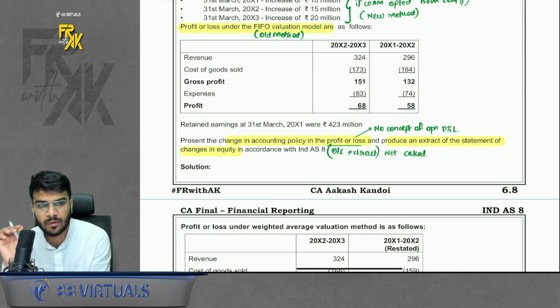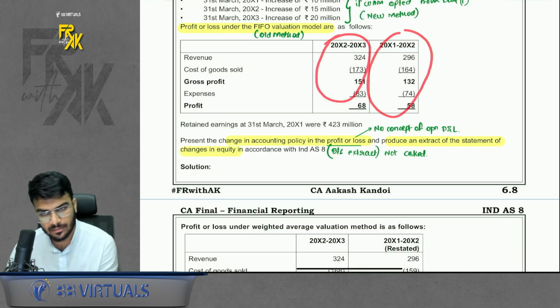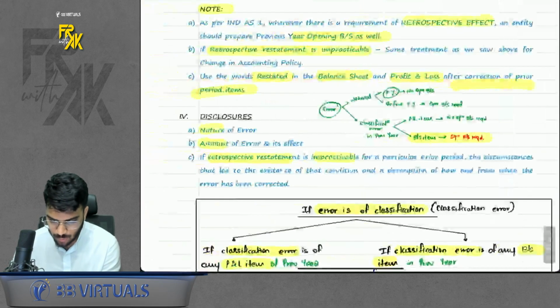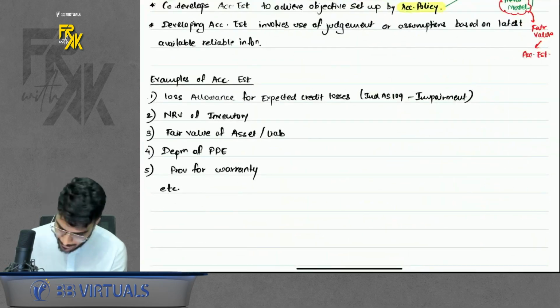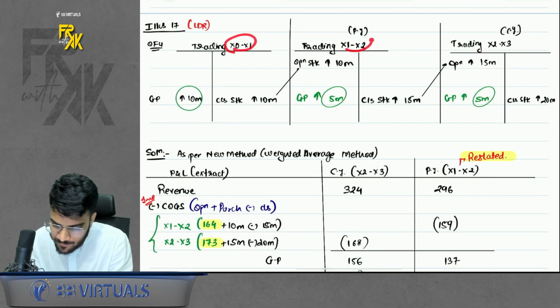There is no concept of opening profit and loss. In profit and loss, you give only 2 columns, current year, previous year. Okay, do remember that part. So how do we solve this? In case you remember, I made you prepare some draft trading accounts, right? So whatever is the effect, you will come to know.